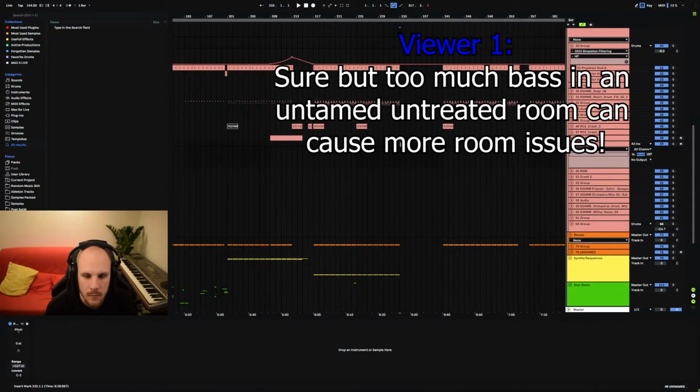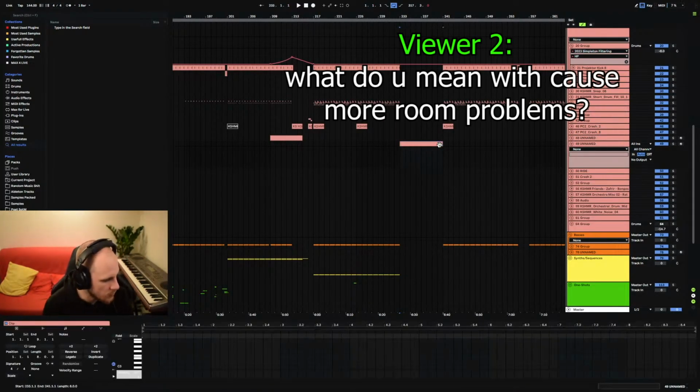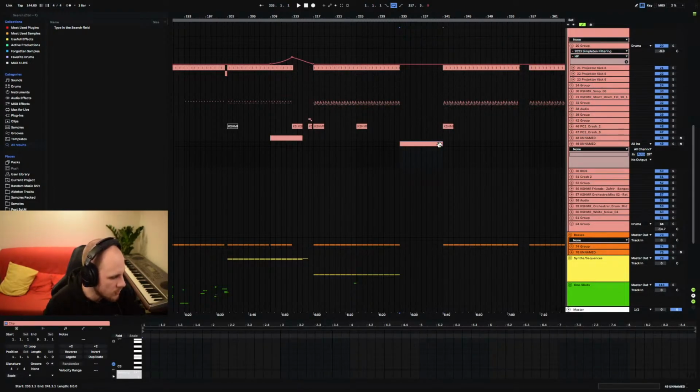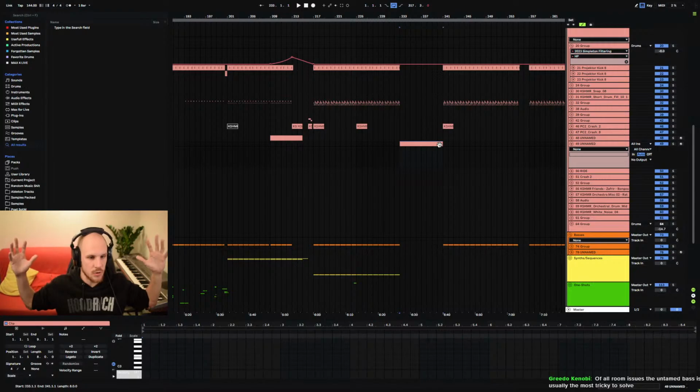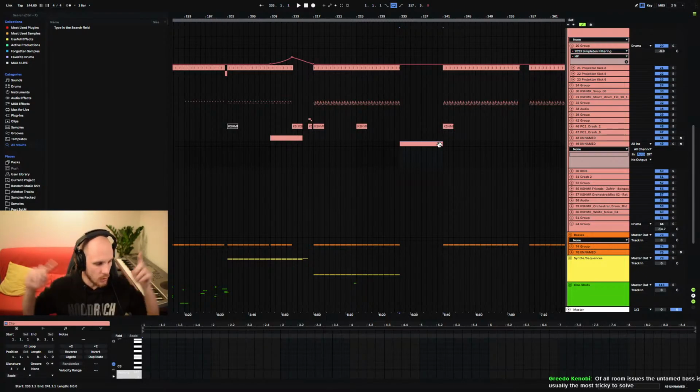Sure, but too much bass in an untamed, untreated room can cause more room issues. What do you mean, cause more room problems? When it comes to room issues, what they mean is that the speaker doesn't only go to your head, right, with the sound that is coming out. It goes into the room as well, and it starts reflecting on the walls. That's why studios spend so much money on proper treatment, so those reflections don't cause any issues. You're not hearing the reflections anymore. You basically want to only hear the speakers and not the sound bouncing off the walls, bouncing off the back, bouncing off the wall over that side.